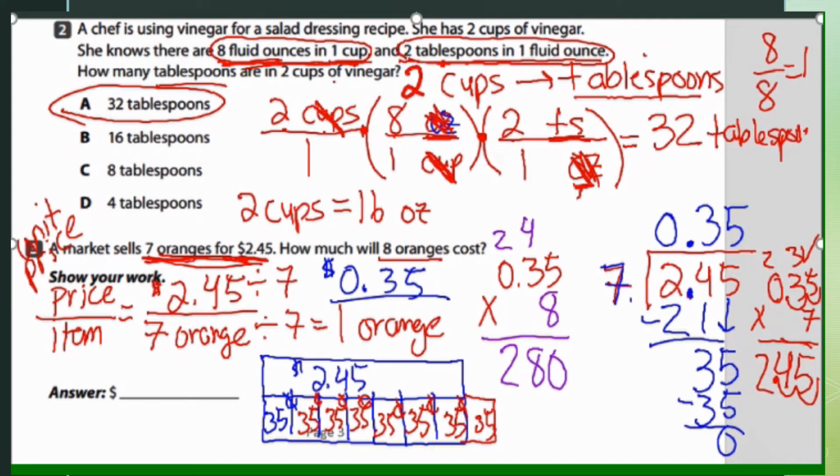Then I have to put my decimal point. If you don't put the decimal point, 280 is not a reasonable answer. So you have to put that decimal point in, 2 numbers here. So you come here and go 2, and you get your final price, $2.80. Now this is a reasonable answer if each orange costs 35 cents. And we're going to move on to the next question.